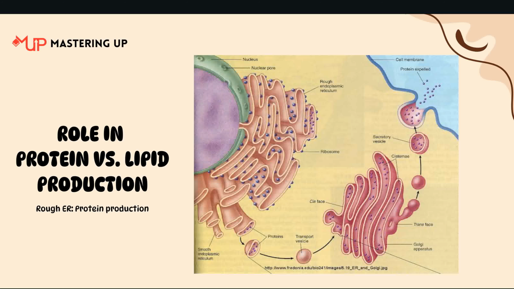In this illustration, you can see the rough endoplasmic reticulum involved in protein synthesis. The ribosomes are the site for protein synthesis, and the proteins are transferred through transport vesicles to the Golgi apparatus, where they are modified and packaged, and then released into the cytoplasm as secretory vesicles. These secretory vesicles then fuse with the cell membrane and release the proteins outside the cell. This is how the rough endoplasmic reticulum is involved in protein synthesis.